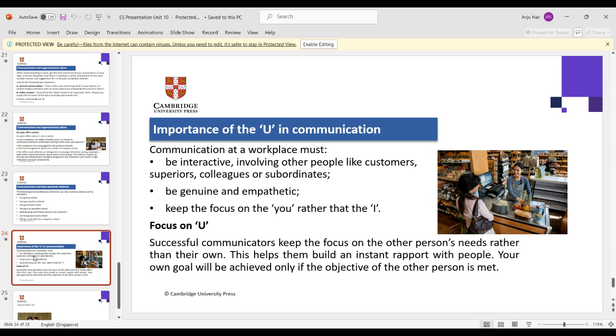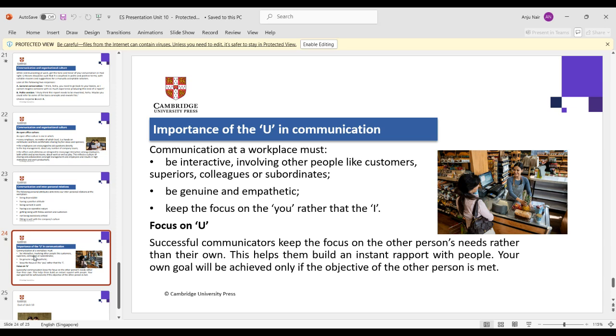Let there be open flow of communication. Let there be transparent communication. Be genuine and be empathetic, be earnest in whatever you do and whatever you say. So focus on we or you rather than I. Successful communicators keep the focus on the other person's needs. So you are there to help the other person. You are there for the other person. Understand that you are a reason for the other person's happiness also.